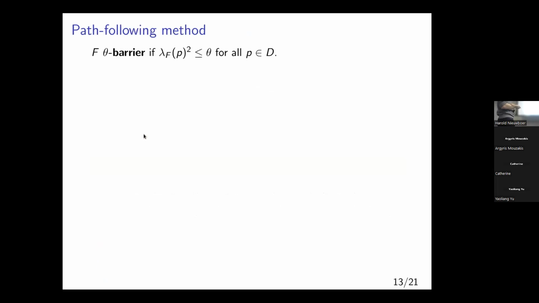Okay, so now let's see how to do this path following method. I said something now, not just self-concordance. I mentioned the word barrier, so I should define what a barrier is. A theta self-concordant barrier is nothing more than a self-concordant function whose Newton decrement squared is always bounded by theta. So it's some type of Lipschitzness, uniformity, whatever estimate.